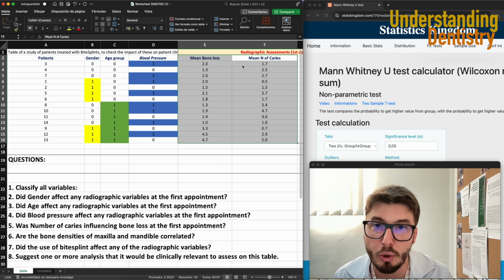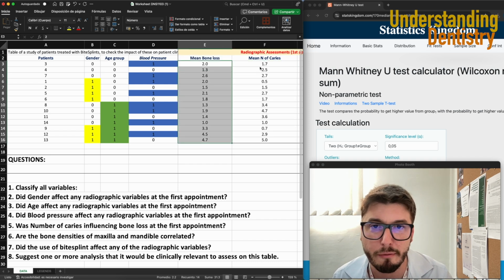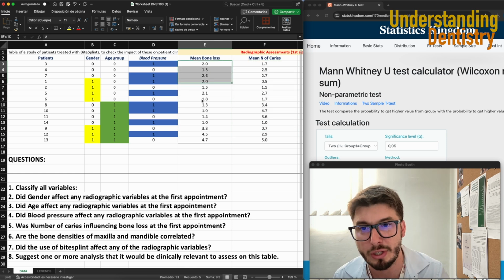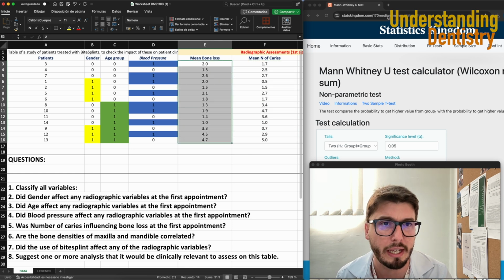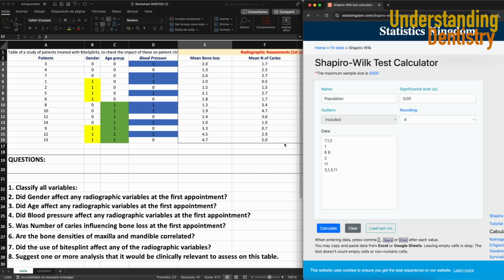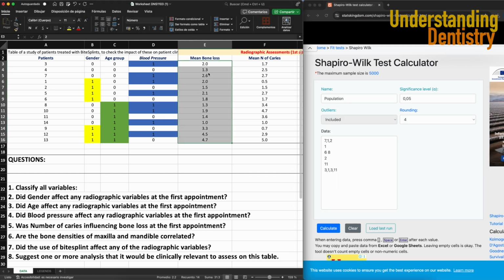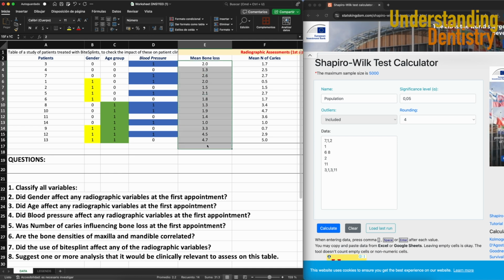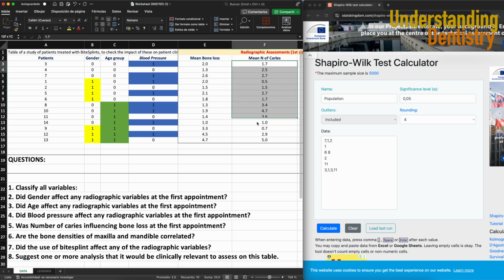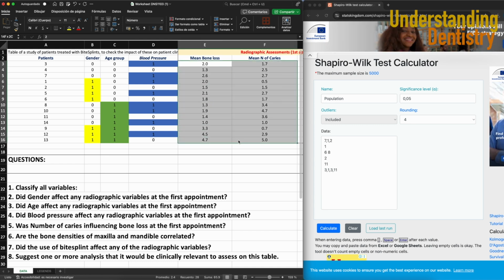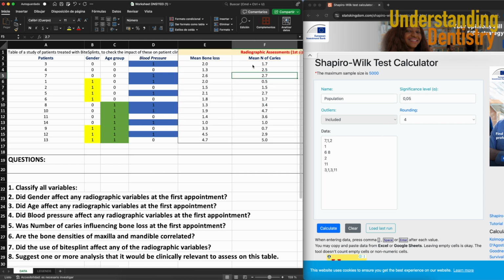So in this case, what we need to do is calculate normality of both of them. All right, so let's do this again. Let's go back to the Shapiro-Wilk. All right, so we are back to the Shapiro-Wilk online calculator. Let's test first. Well, bone loss is already not normal. I don't even need to test the other one, because if one of them is not normal, I am obliged to use the Spearman test for non-parametric correlation, not the Pearson test. So I already have my answer, but you should calculate normality of the number of caries as well.